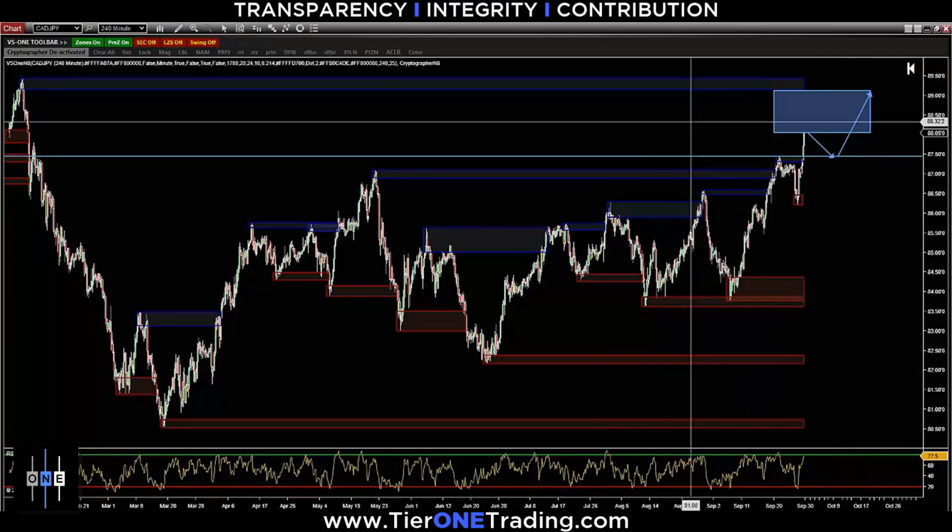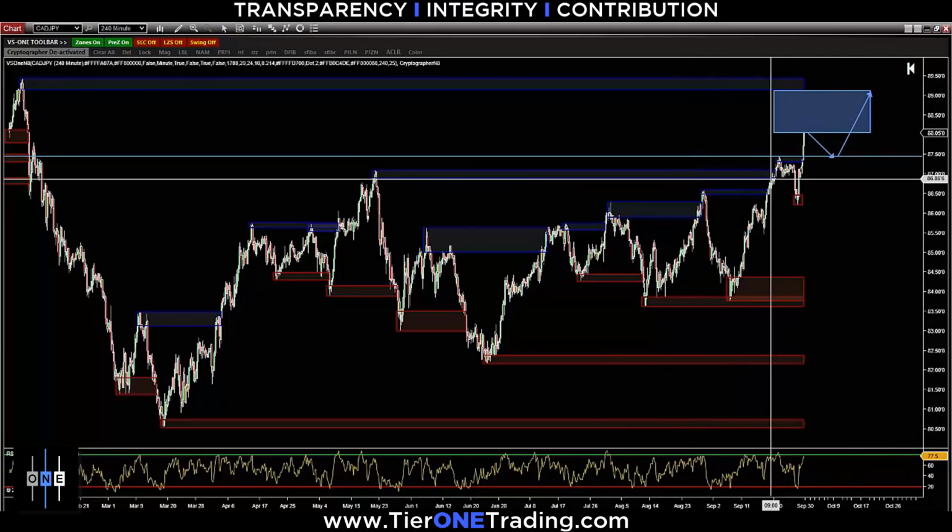I would expect we get some relief though. Typically when you see a big move, it is followed by some profit taking, a little bit of slowing in momentum before the next wave comes in.